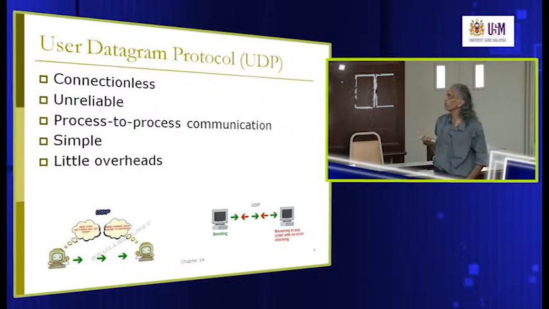So it's unreliable. It is very simple, and has little overhead because we do not communicate with the other side before we transmit data. Just send. If we're lucky, the other side will be alive and will respond back. If not, never mind, we'll try again. All right? So that's UDP. It gives you process-to-process communication. That is the job of the transport layer protocol anyway.